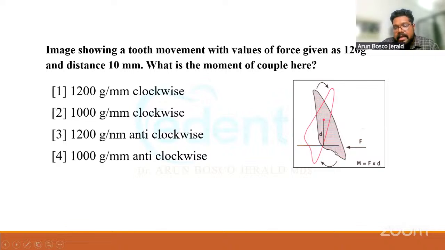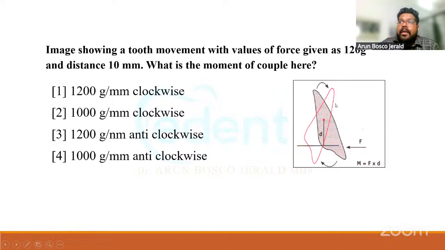That means the crown has moved palatally and the root has moved labially. So if they have asked for the moment of the couple, if the moment of the couple was equal to the moment of force, then this would have been a bodily movement. In a bodily movement, the root and crown should be moving in a straight line. But what the image shows is an uncontrolled tipping.